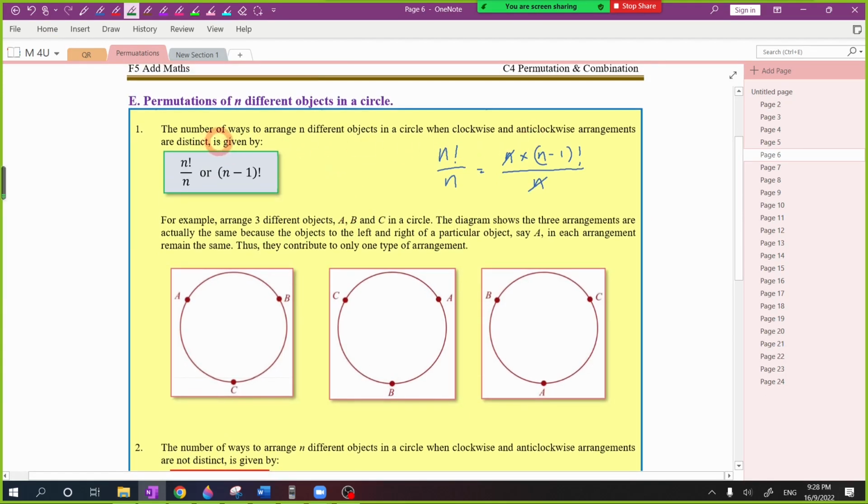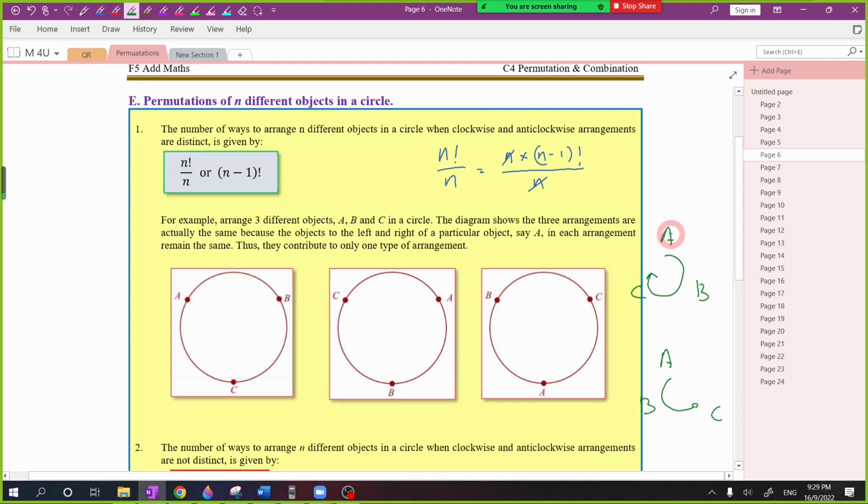Just now, when we wanted to arrange some objects in a circle, we know that we have to take n objects, n minus 1 factorial, right? That is when the clockwise and anti-clockwise arrangements are distinct. So for example, let me write this way: A, B, C, and A, B, C. This is different, right? Okay, try to think why these two are different.